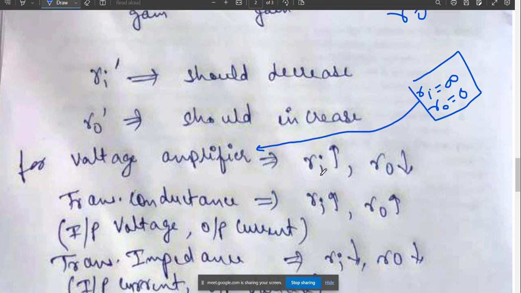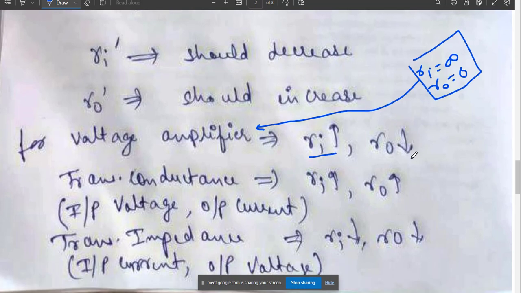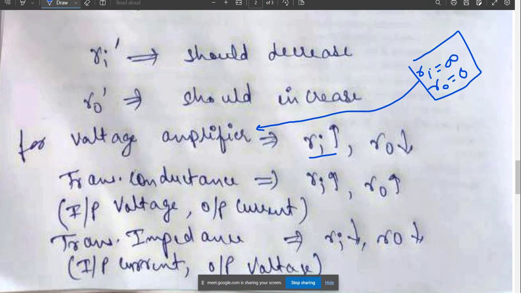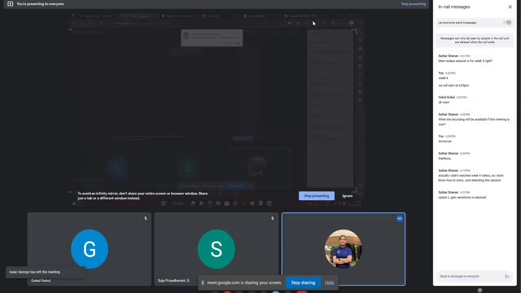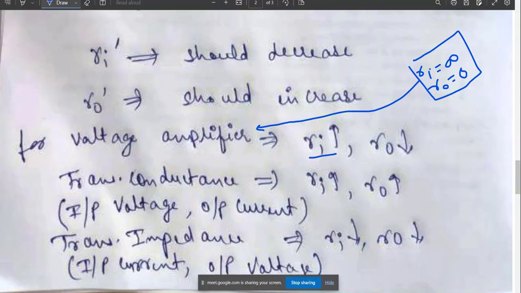With negative feedback, the input resistance will keep on increasing, trying to become infinity, and the output resistance will keep on decreasing, trying to become 0. Get it? Any doubt here? Any doubt till here? No, ma'am. Okay, right.